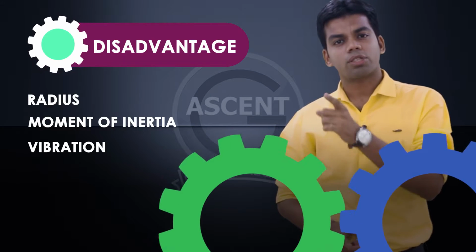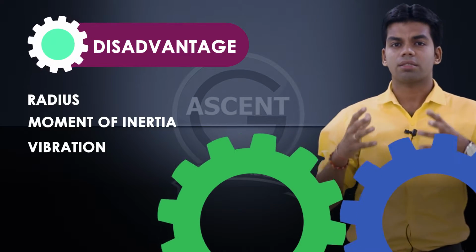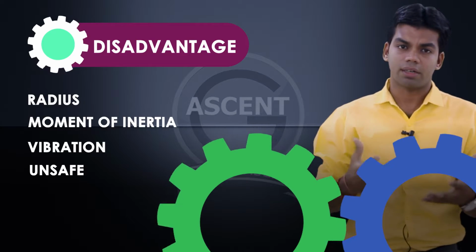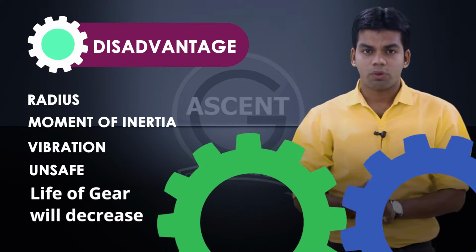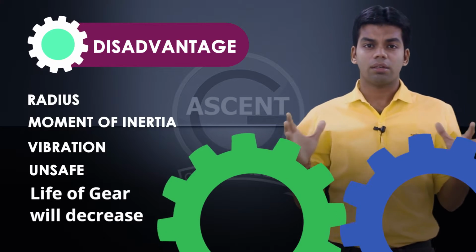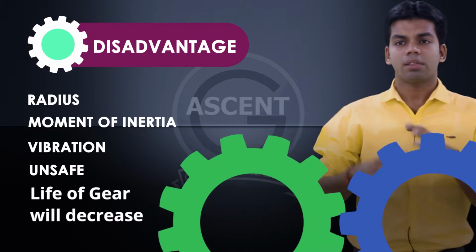When you are increasing the vibration, you are ultimately increasing the amplitude of vibration, and that gear is supposed to fail very early. That means at early stage. That means the life of the gear will be less. Okay, so this is the first disadvantage of using the bigger size gear, that the life of gear will decrease because the amplitude of vibration will increase. This is the first thing.